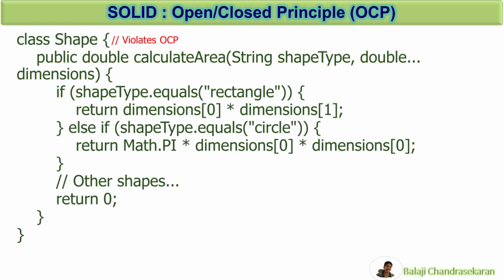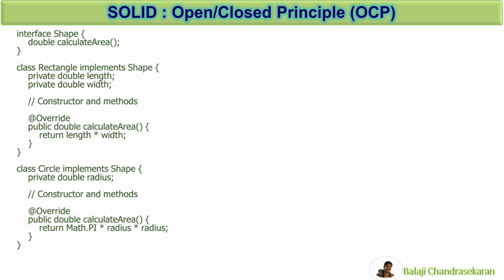In the given example, the calculate area method of the shape class directly checks for different shape types and performs the calculation accordingly. If a new shape is added, the shape class needs to be modified, which violates the open closed principle. To adhere to the open closed principle, we need to use polymorphism and abstraction.